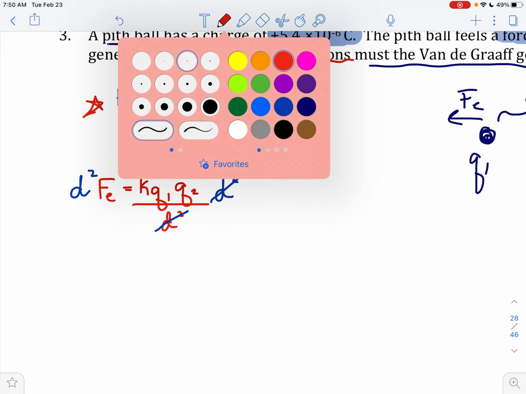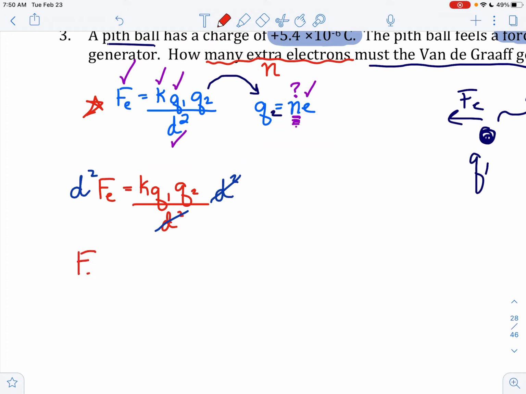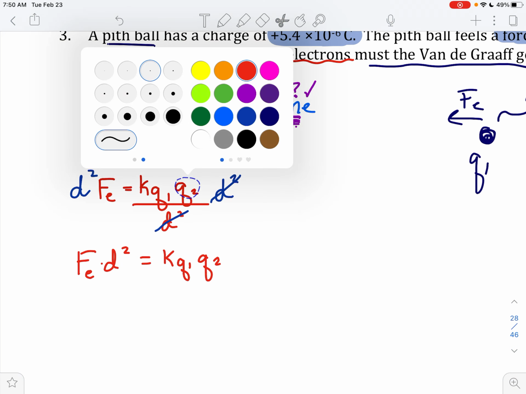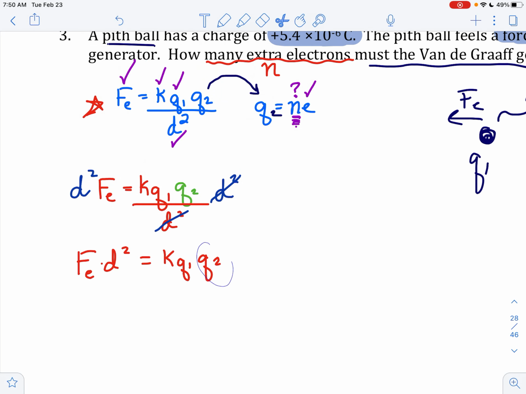So let's write this in red. Try to keep the color coding nice. Fe times d squared. I guess the order doesn't matter. 3 times 2 is the same thing as 2 times 3. So I'm just going to write Fe times d squared equals K Q1 times Q2. Now remember, I'm solving for that Q2. Keep our eye on the prize. Let's make this a different color. That's what we're going for here.